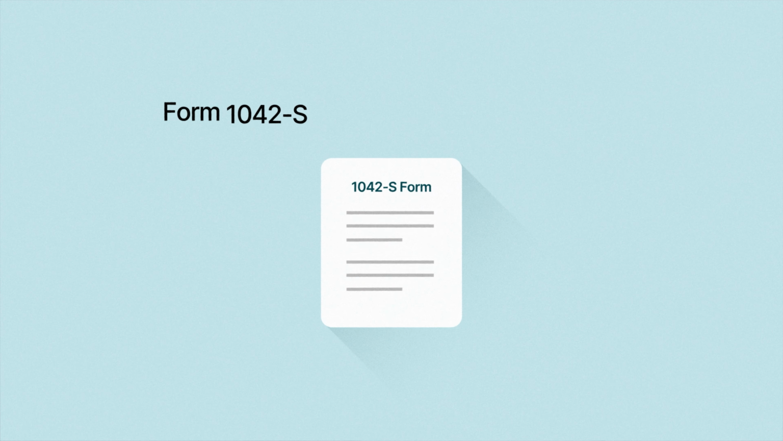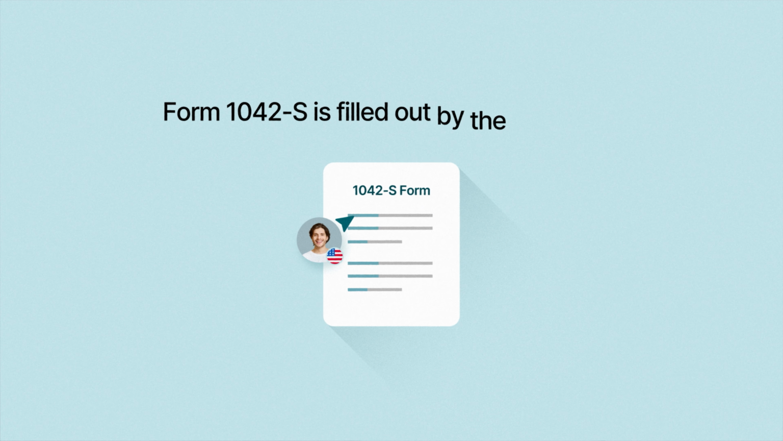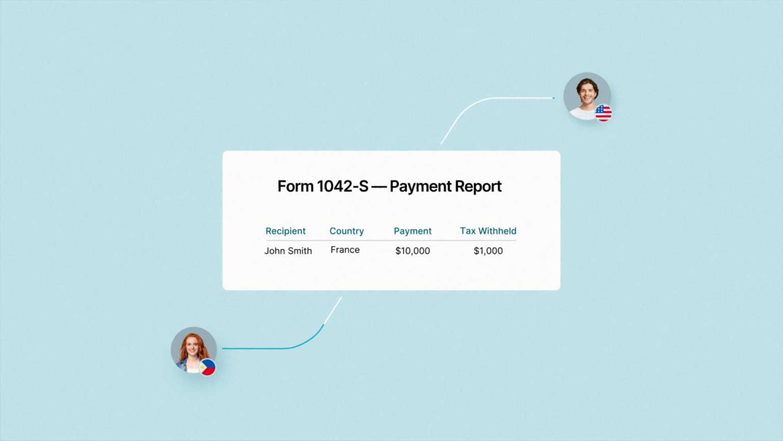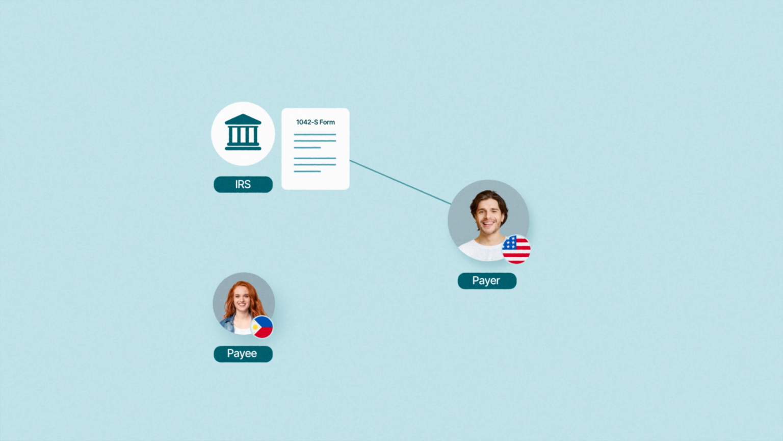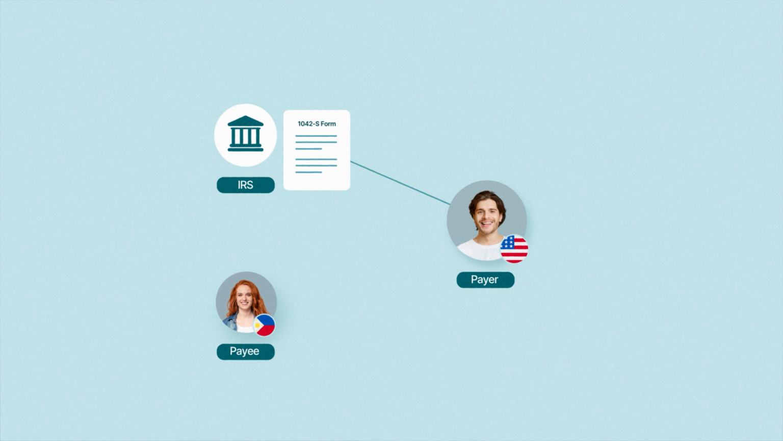Now that you have an understanding regarding the W-8 BEN, let's move on to the 1042S form. Form 1042S is filled out by the US payer, the business or individual making the payment. This is to report the payments that are being made to the foreign employee and the tax that is being withheld. This form is crucial for both the payer and the payee. As the US payer, you're responsible for submitting the 1042S form to the IRS. You then provide a copy to the foreign payee.